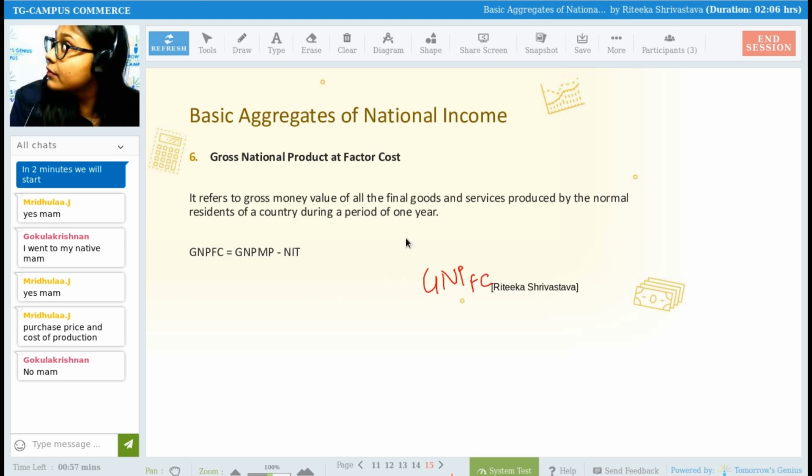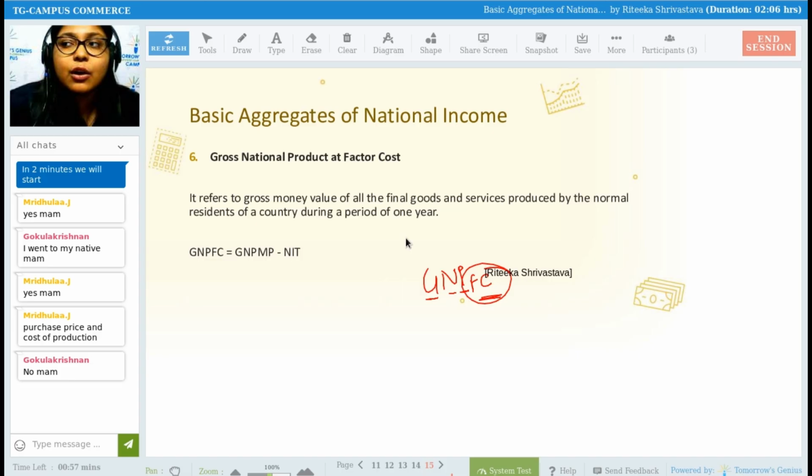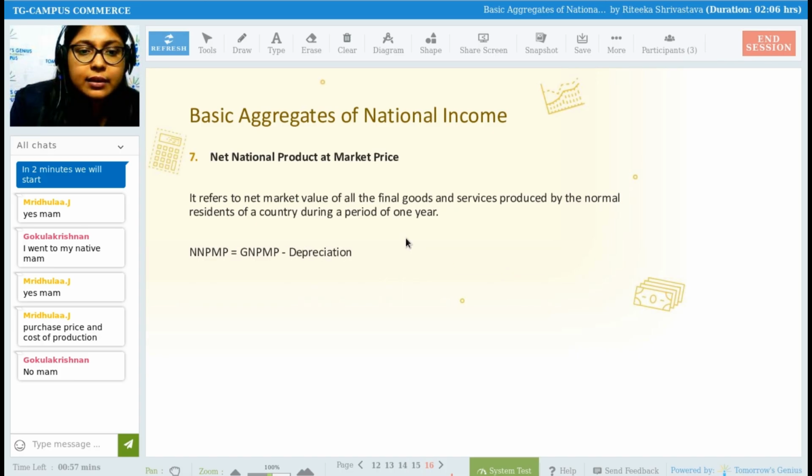GNP at FC. So GNP at FC is the factor cost one. Gross national product: gross means the actual value of goods and services produced by the normal resident of the country, and we are now going to consider the factor cost and not the market price. Next comes NNP at MP, net national product at market price. I am not reading the definition, because by the term itself it should now be clear to us what that term, that aggregate, means, right?